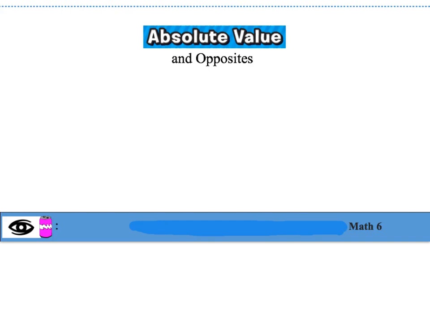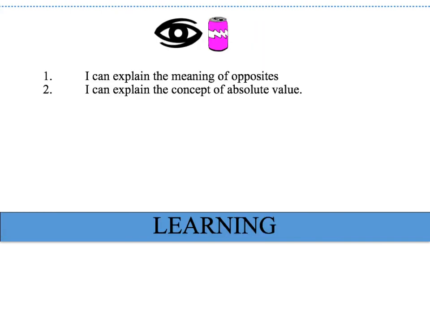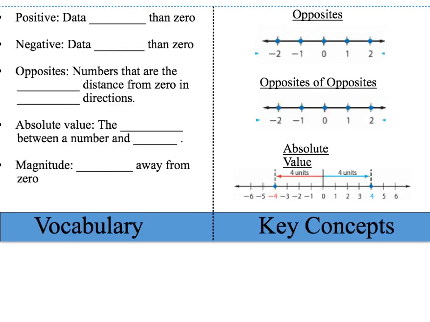Please be sure you have these notes in front of you so that we can begin our lesson. For this lesson, we have two sets of I can statements. The first I can statement says, I can explain the meaning of opposites. And our second I can statement says, I can explain the concept of absolute value. So let's go ahead and talk about vocabulary on the left-hand side of our notes.